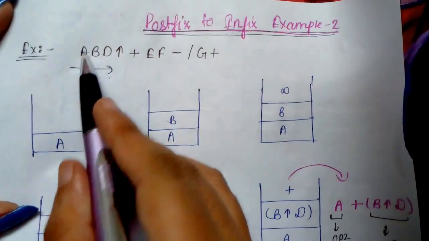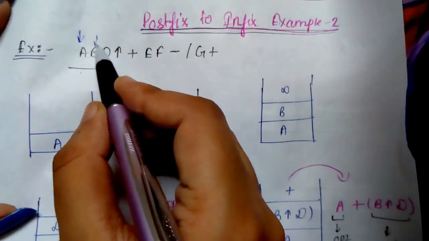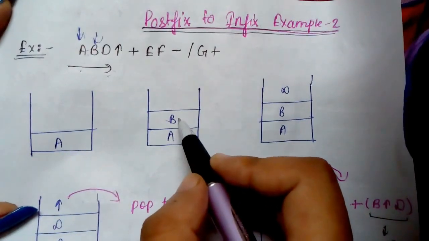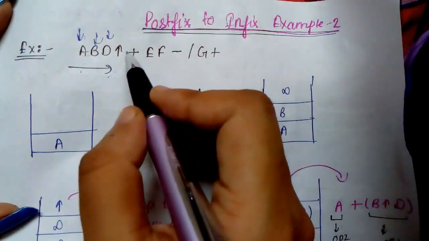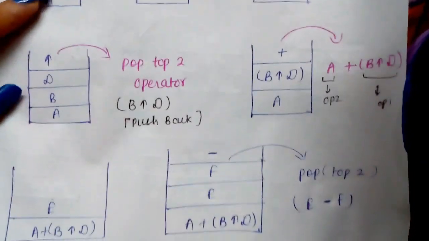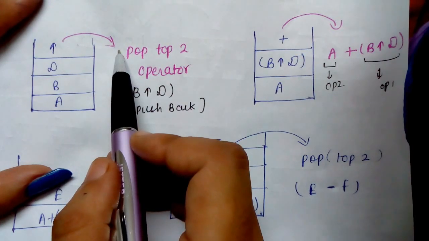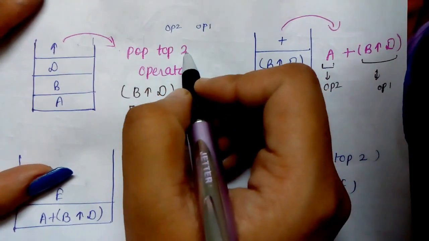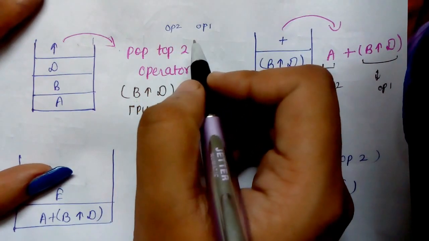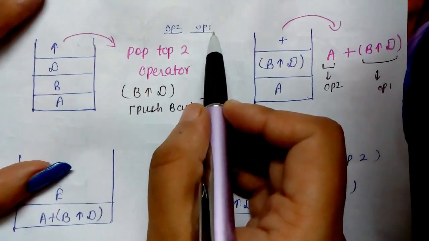When A comes, you will push A into the stack. After that B is coming, so you will push B into the stack. After that D is coming, so you will push D into the stack. After that an operator is coming, the power operator, so you will pop the top two symbols from the stack in a way like operand number 2, operand number 1, because this is the conversion from postfix to infix.